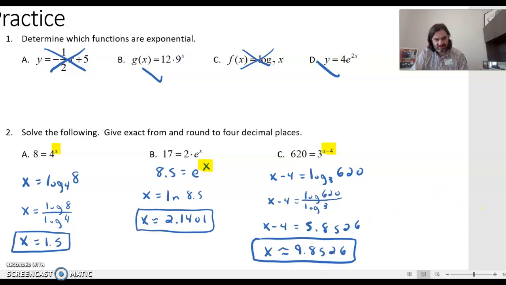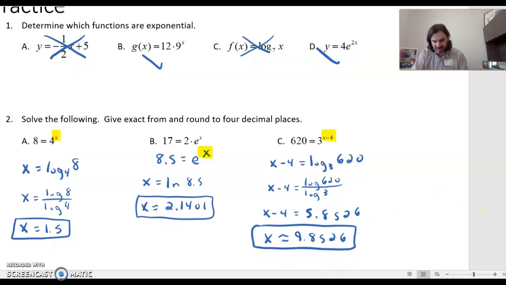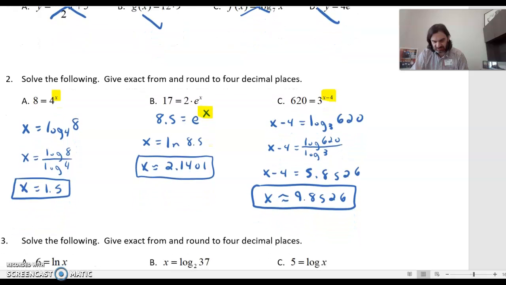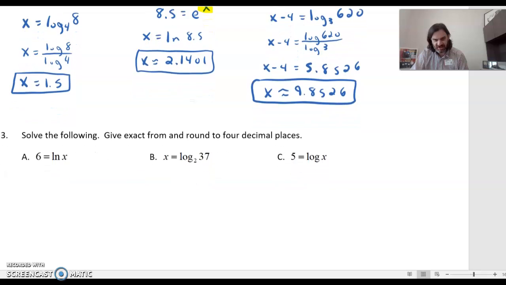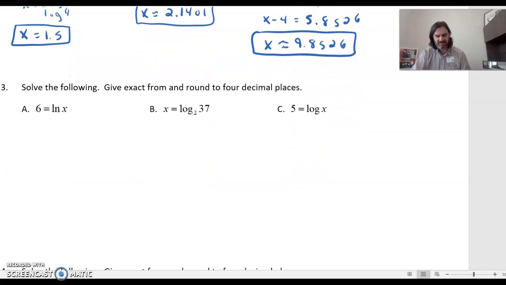Okay, let's travel on down the page a little bit. So now we've got some that start in log form, and we need to solve them. Again, we're going to try and round to 4 decimal places. So A, 6 equals the natural log of x. We need to get that x out where we can work with it. So it's in log form, so we need to turn it over to exponential. So we will say that this is understood to be base e. So e to the 6 equals x.